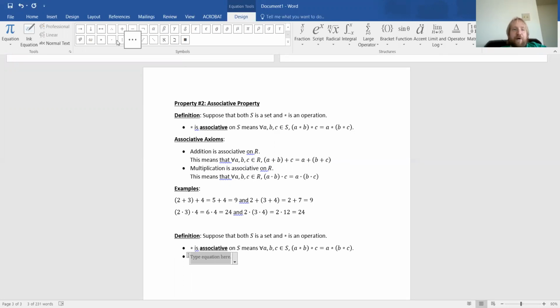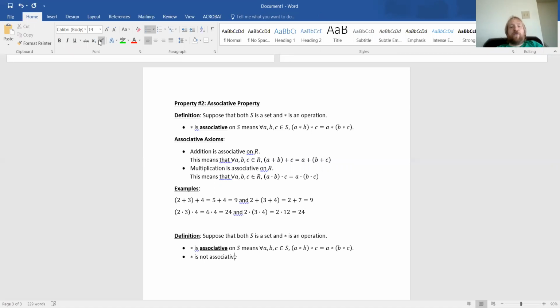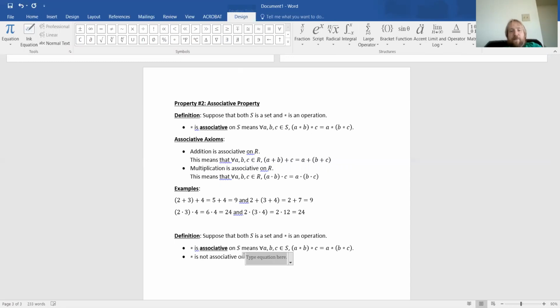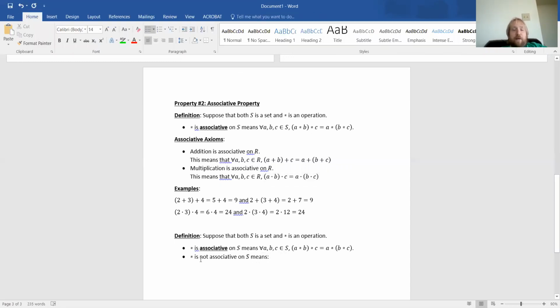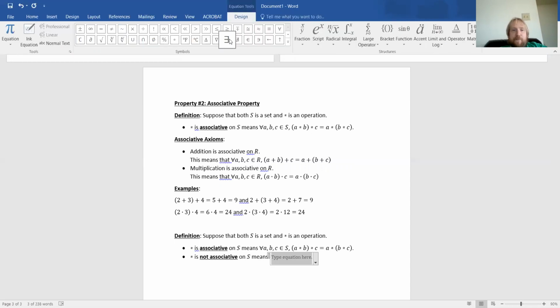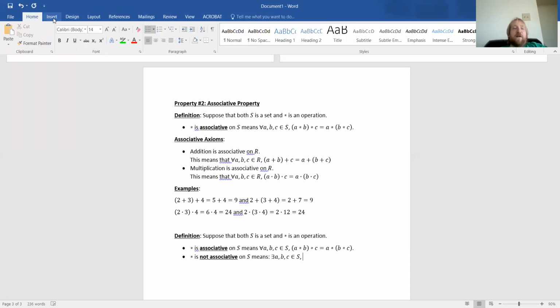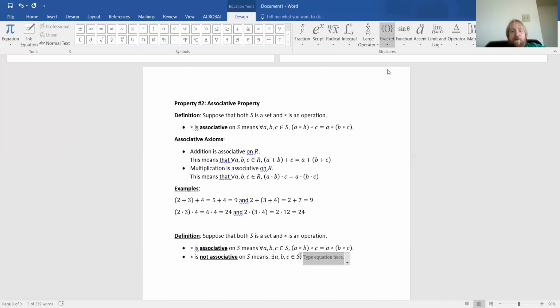We have star is not associative on S. And this is going to mean that there exists elements A, B, C in the set S. That's where we change the for all to a there exists, such that A star B in parenthesis star C does not equal A star the quantity B star C.